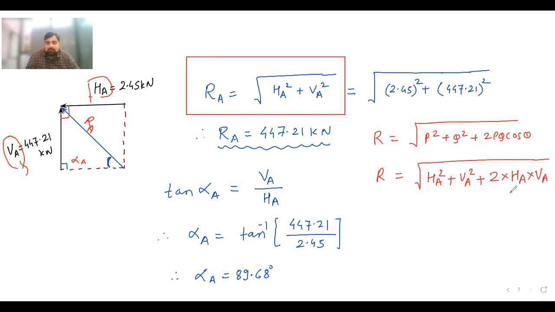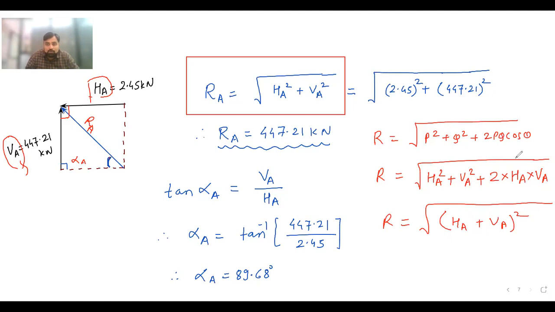This formula is there: 2 into ha into va. So this is the formula for the resultant that we can apply over here. But you can see here, this is the expansion of the bracket, a square plus b square plus 2ab. So if I solve this further, I can write under root a square plus b square plus 2ab, so I can write over here ha plus va whole square.